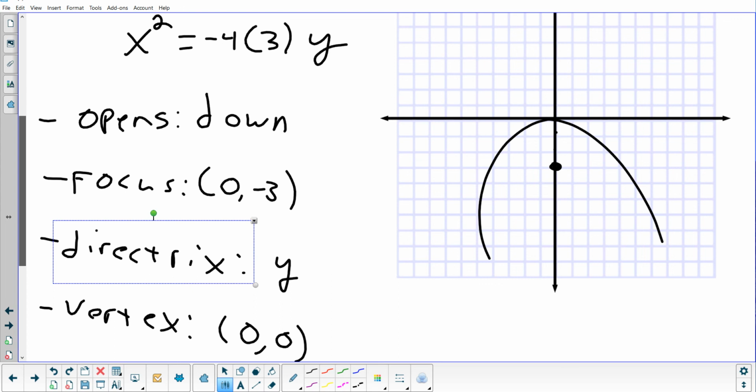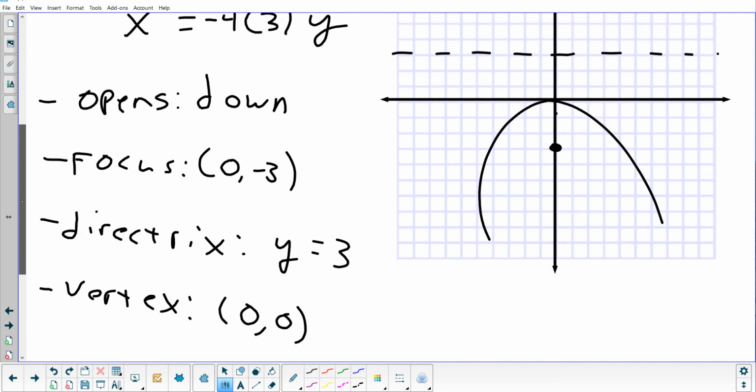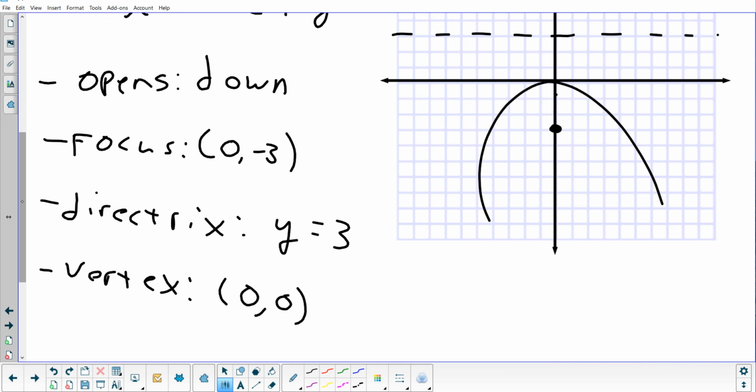Y. It's horizontal. If you make the directrix vertical, your parabola is going to cut through it. You don't want that. So it's y equals 3, because it has to be 3 units away. It has to be symmetric with the focus in terms of the distance. So there's all your information. Any question on that?